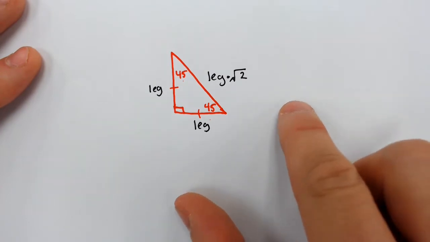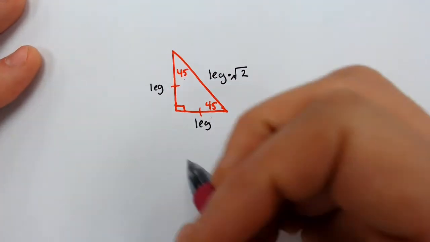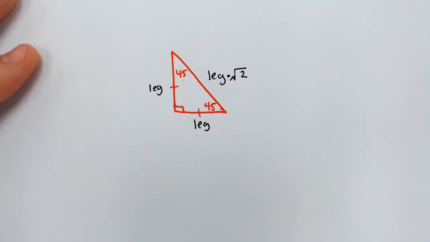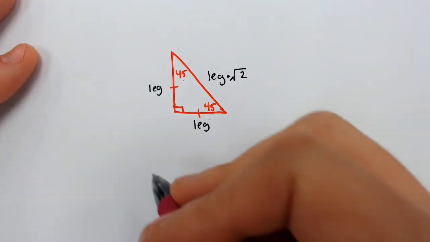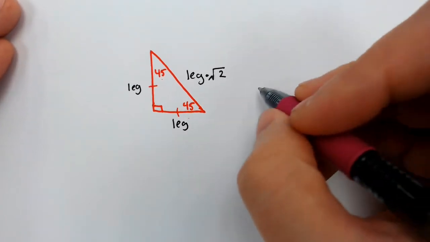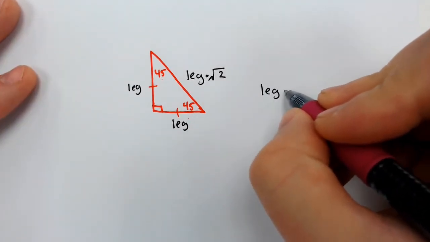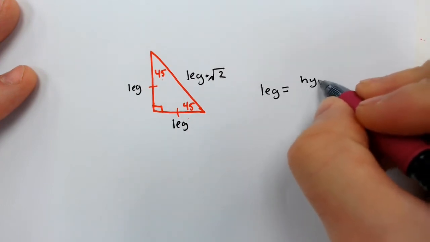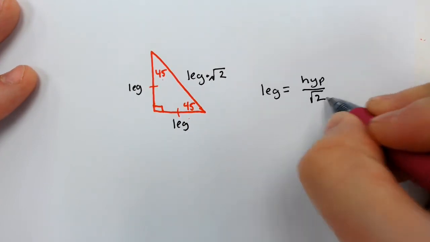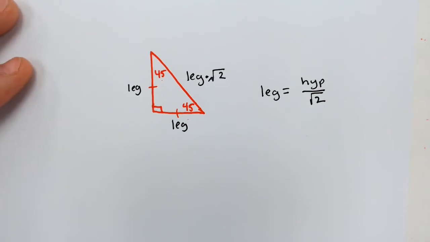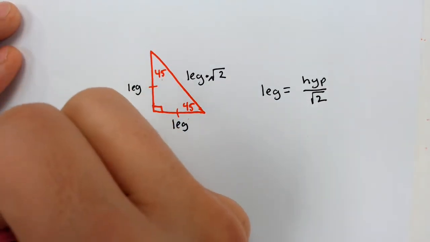If you don't have the leg, if you were given the hypotenuse, you would want to find the leg. So your goal is always to figure out what is the leg of the triangle, because if you know that, you're done. So if you needed to find the leg, instead, if you were given the hypotenuse, you would have to take the hypotenuse and divide by the square root of 2 instead of multiply by the square root of 2. Okay? So, let's see what these look like on paper.